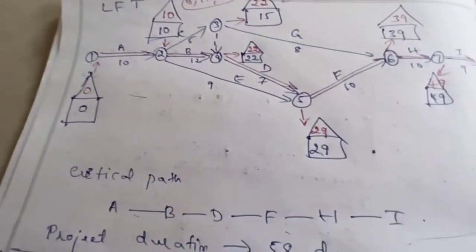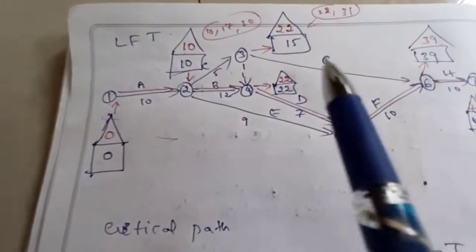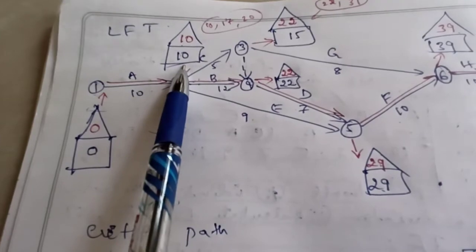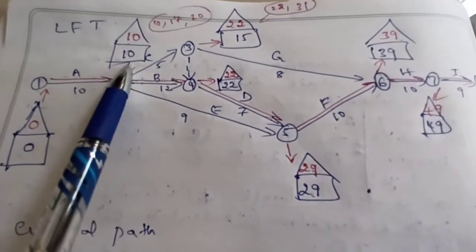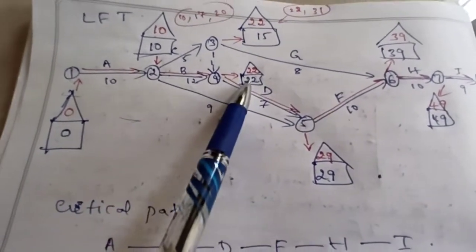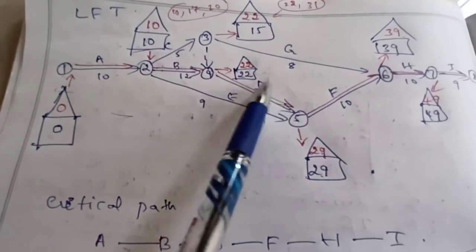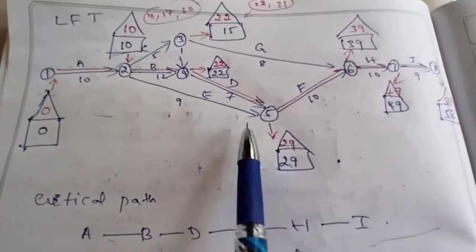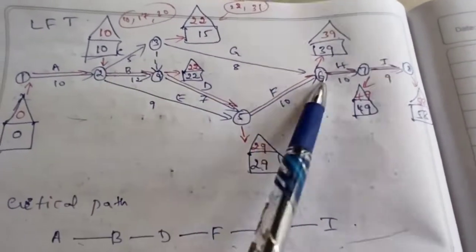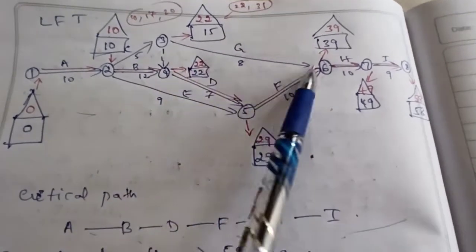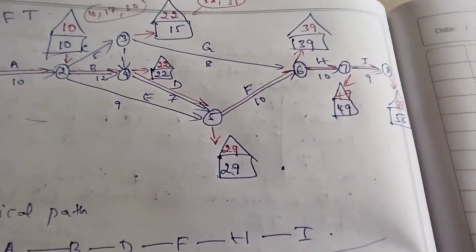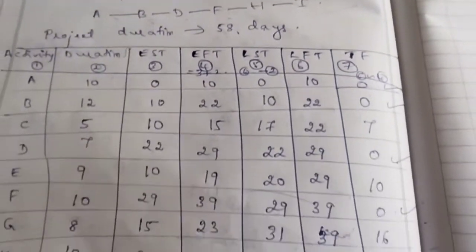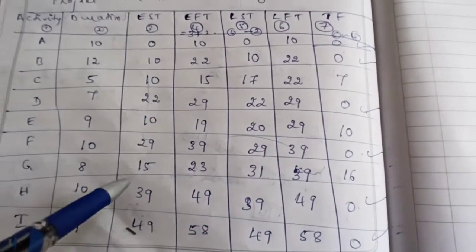Then for B, it is 10. Then C is also 10. For D it is 22. For E again it is 10. For F it is 29. For G it is 15. For H it is 39. For I it is 49. So all the values are written in the third column, that is the EST value.